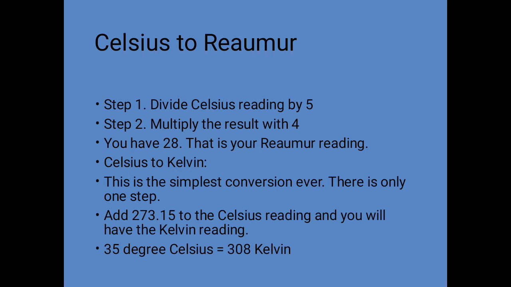Celsius to Kelvin. So this is the simplest conversion ever. There is only one step. Add 273.15 to the Celsius reading and you will have the Kelvin reading. So 35 degrees Celsius is equal to 308 Kelvin.